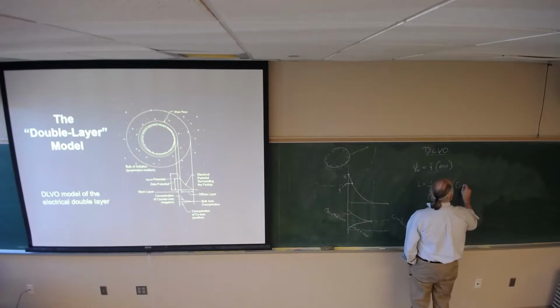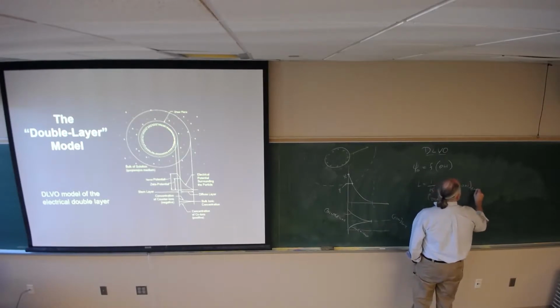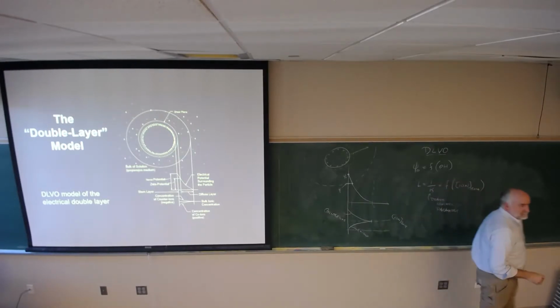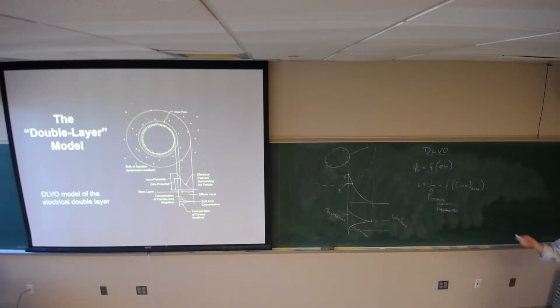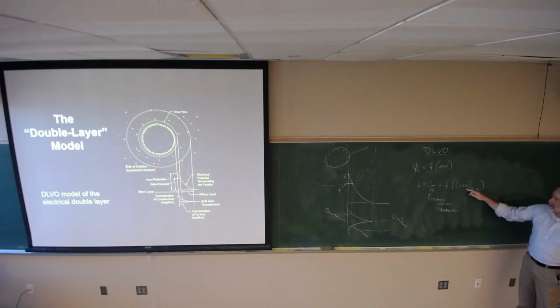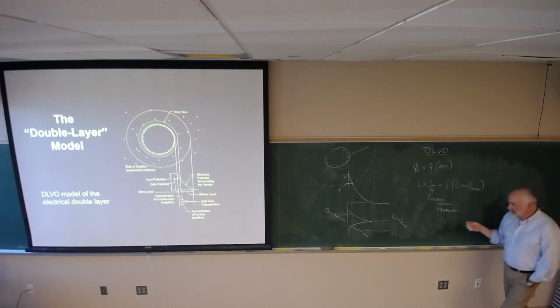Concentration of ions in the bulk. Oh, now you have your glasses. Does it change your answer? Yeah. Okay, good. All right, so the thickness of the double layer is a function of the bulk ionic concentration. That's actually not quite correct, is it? No.